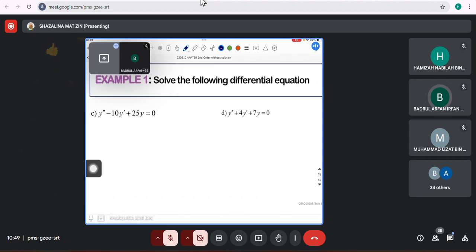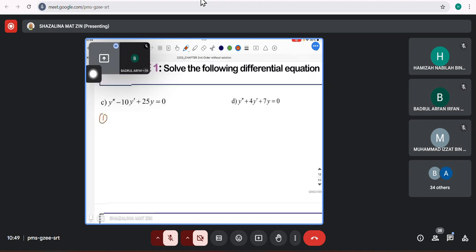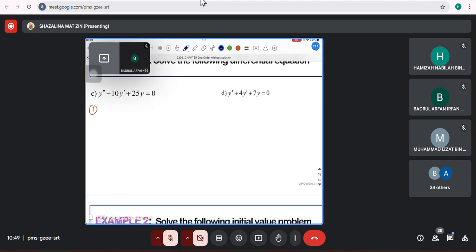Alright. Solve the following differential equation: y double prime minus 10y prime plus 25y equals 0. Okay, one more time. Step number 1: substitute. So this becomes m square minus 10m plus 25 equals 0.